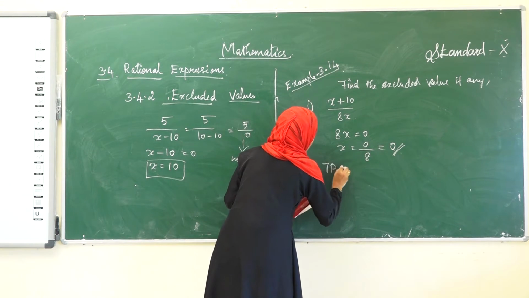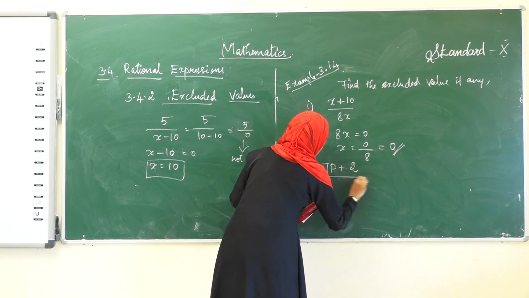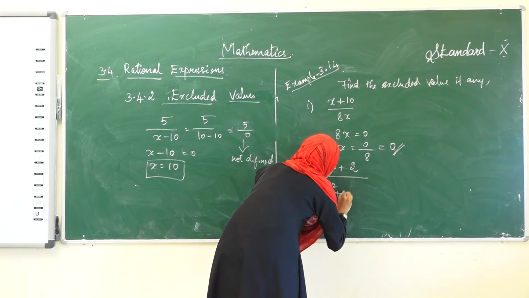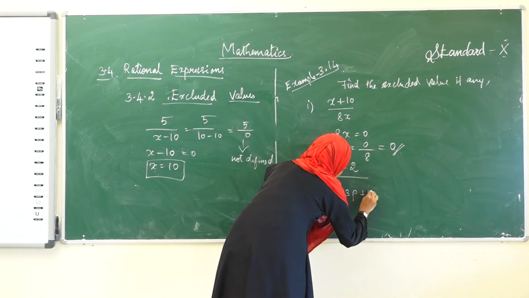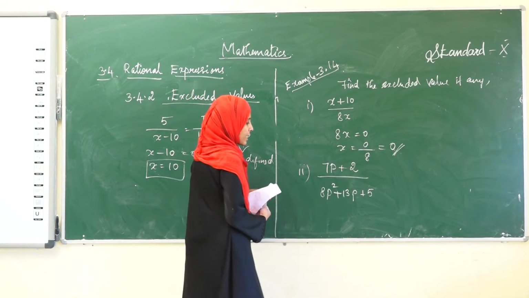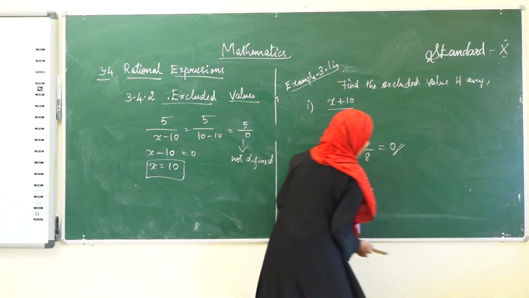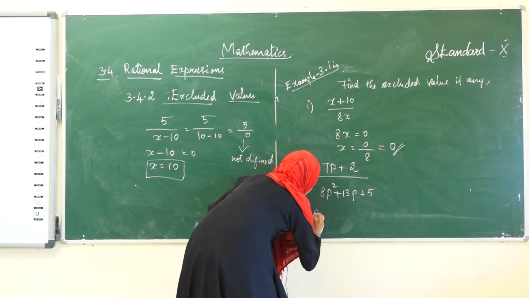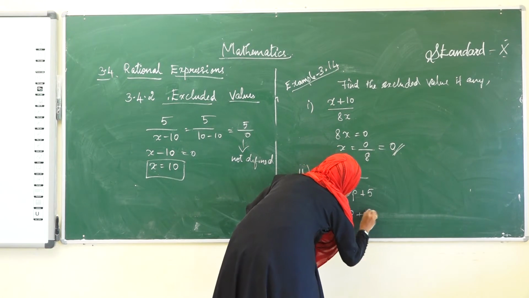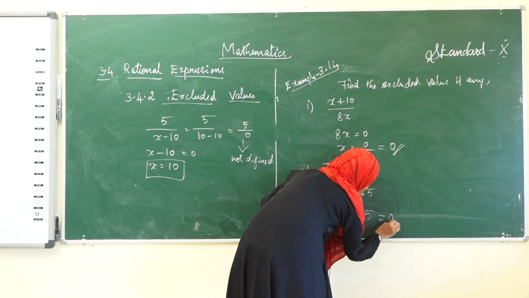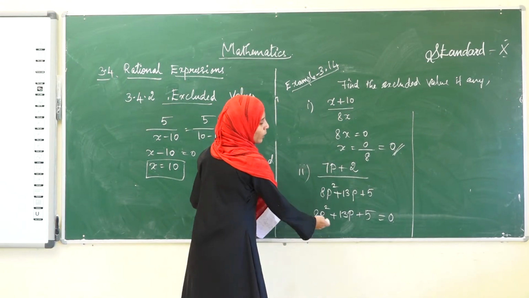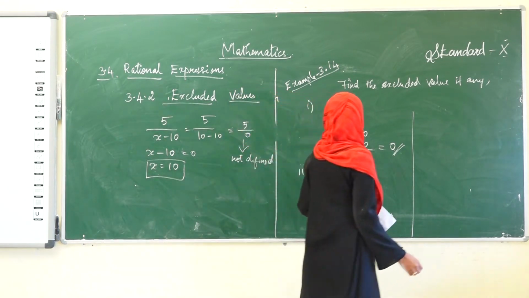Now, let us move on to the second subdivision. What's given? 7p plus 2 divided by 8p square plus 13p plus 5. What we are going to do is consider the denominator alone. What's the denominator here? 8p square plus 13p plus 5. We are going to equate this to 0. Since this is a quadratic equation, let us find the solution.